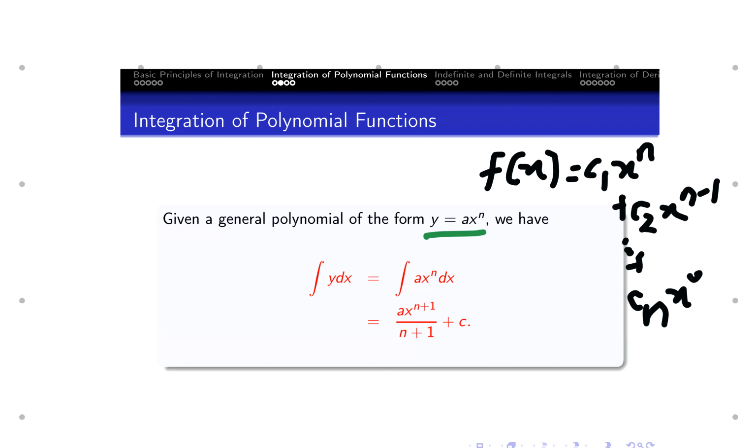Given a polynomial of the form y equals ax raised to power n, you simply have the integral of y dx. Integrating y dx means you are integrating with respect to x. That means you have the integral of ax raised to power n dx. Since it is a polynomial, the result is: you take the constant a, then x, where the power n is increased by 1, so you have n plus 1, and then you divide by the new power, which is n plus 1 also.